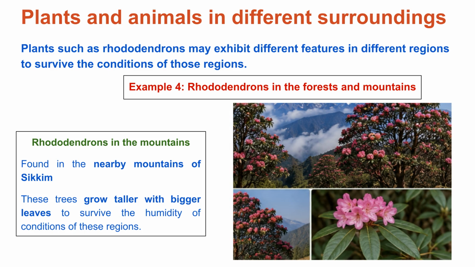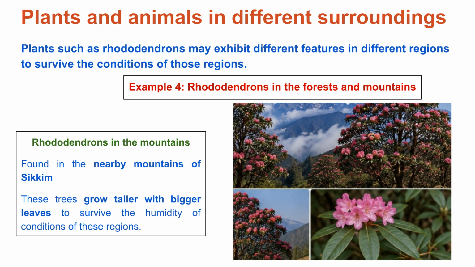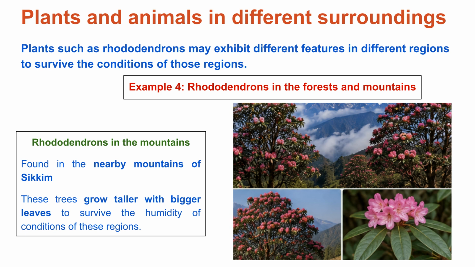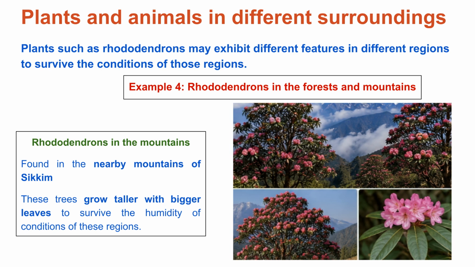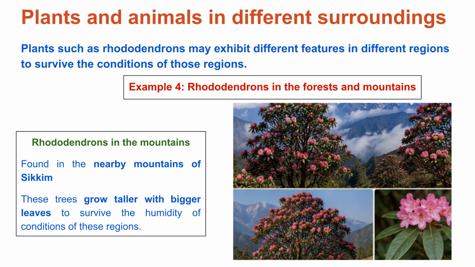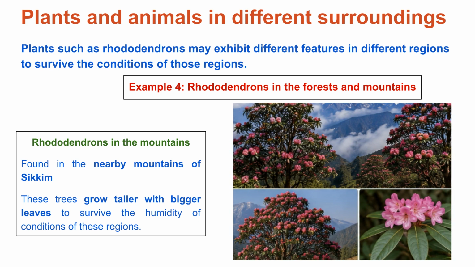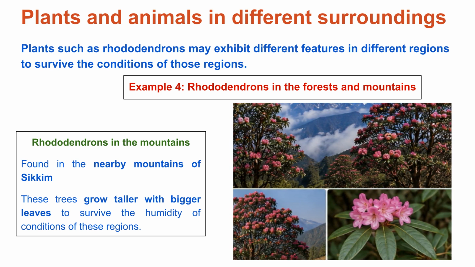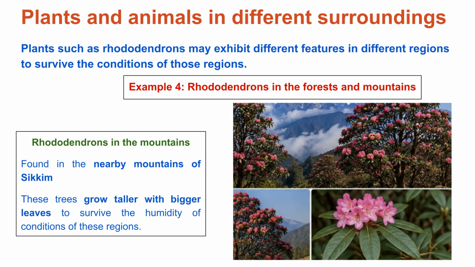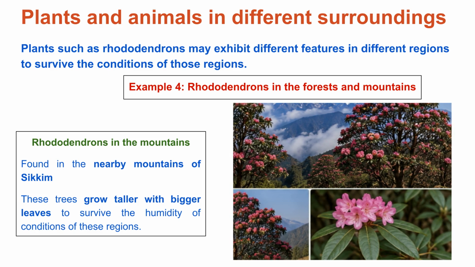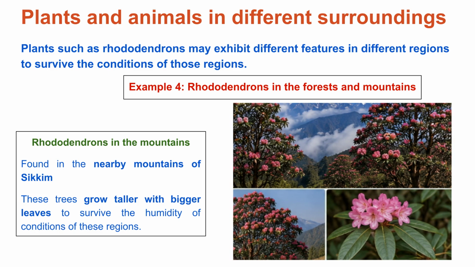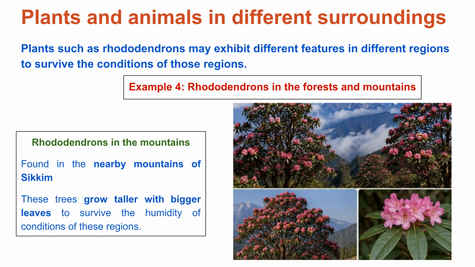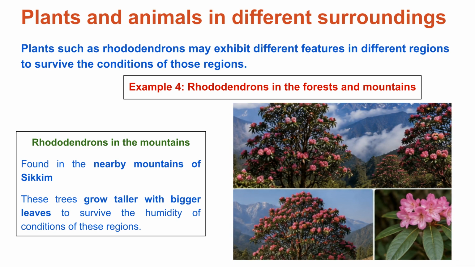They grow taller because now they can survive in that region, and their leaves are bigger because generally in mountain regions there is humidity, and by increasing the surface area of leaves, which happens with bigger leaves, they release the humidity very easily. So the same plant found in different regions has completely different features that make them survive in those harsh conditions.